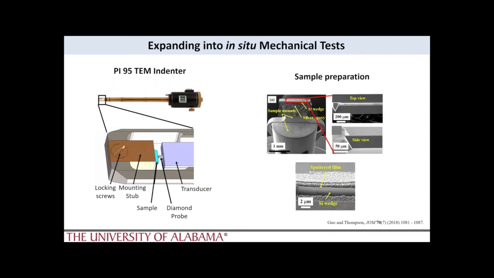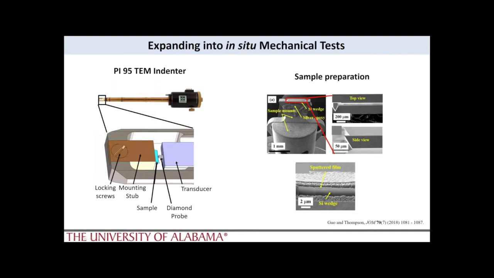And one of the nice advantages of this type of indenter is that we can load it, but it also gives us load and displacement data, so we're able to get quantitative information that we can collect in the TEM. This is an image and a schematic of how it works. We have a sample which has been sputter deposited onto a silicon wedge, and then the transducer comes in and indents the sample.